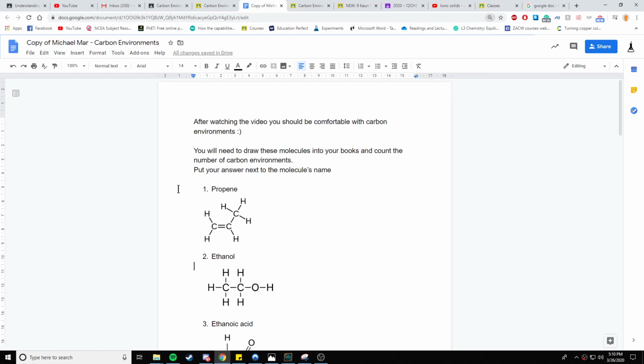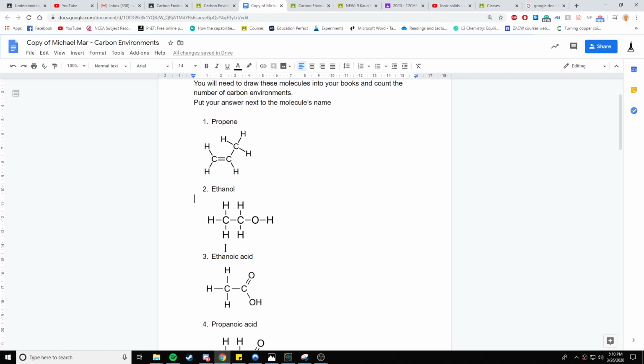So I've taken Michael's carbon environments and just made a copy of it because he has graciously put in all the molecules here, so I didn't have to do it myself. So let's get started. First molecule is propene. It looks like this. Remember, propene has got 3 carbons with a double bond in them. The double bond can go here or here, it doesn't really matter, it's the same molecule.